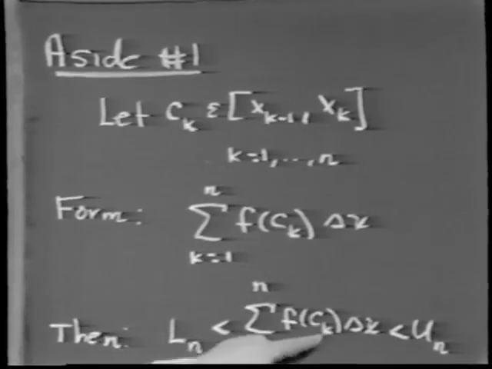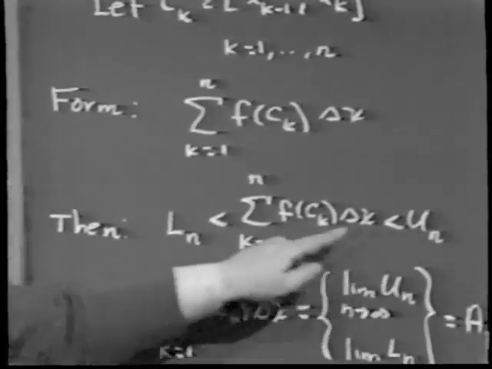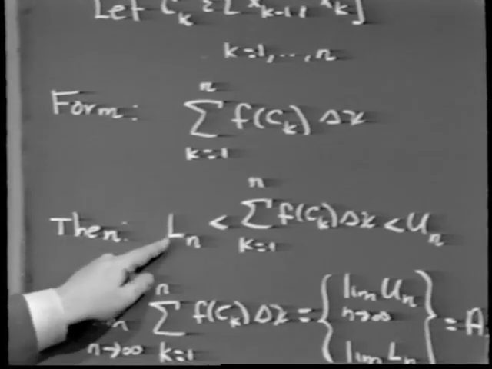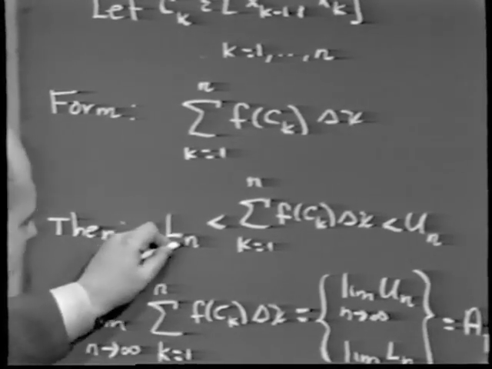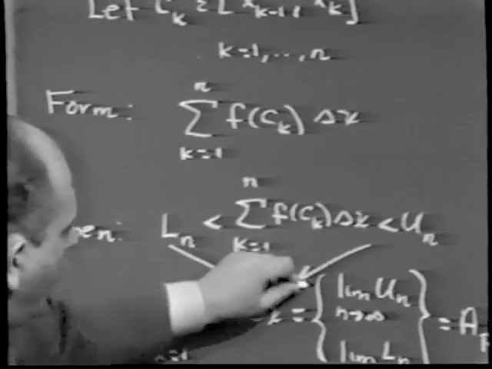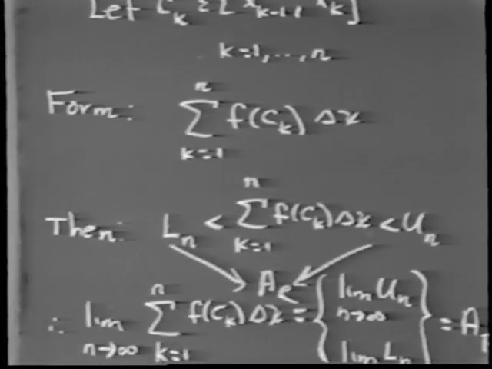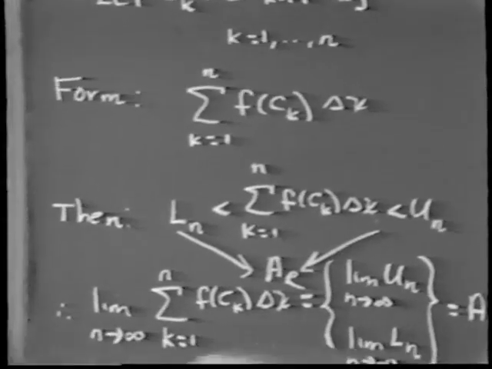In other words, whatever this sum is, it's caught between U sub n and L sub n, and since U sub n and L sub n have a common limit of A sub R, in other words, since both of these squeeze in towards A sub R, this being caught between them must also be A sub R. That's what I've said over here.